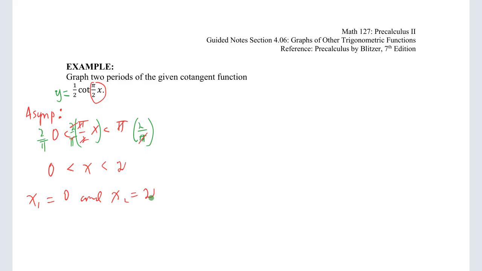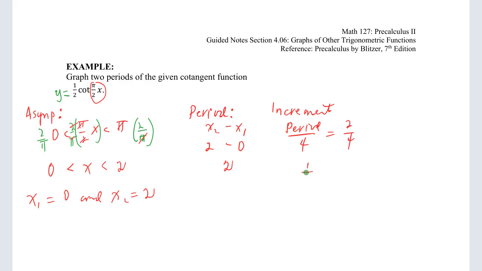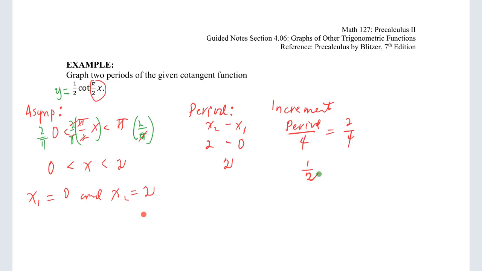Now we proceed with the identification of the period. Once again, the period would be x2 minus x1. So x2 is 2, minus 0, is also 2. Next, I will proceed with identifying the increment. Like we mentioned, the increment is simply the period divided by 4. The period is 2, over 4, so now we have an increment of 1 half. Lastly, we proceed with the keys.